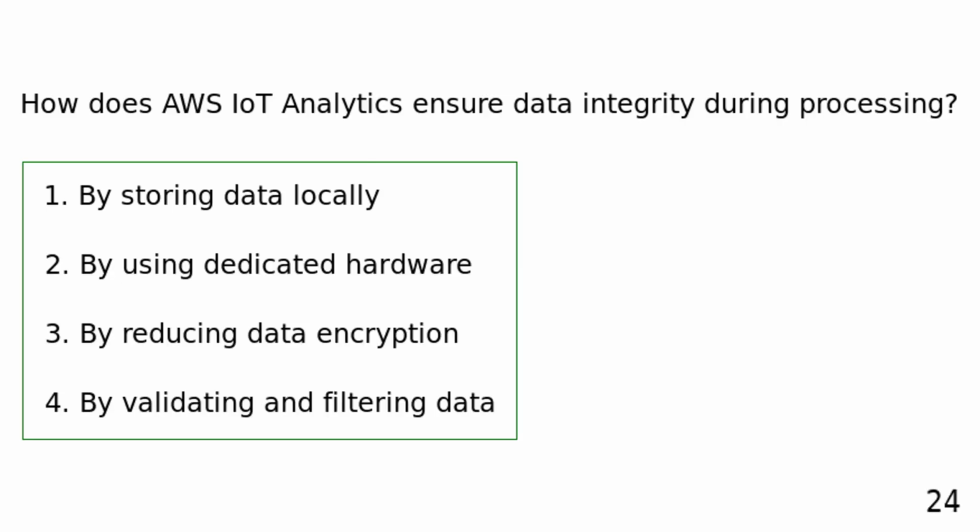How does AWS IoT Analytics ensure data integrity during processing? By storing data locally. By using dedicated hardware. By reducing data encryption. By validating and filtering data.